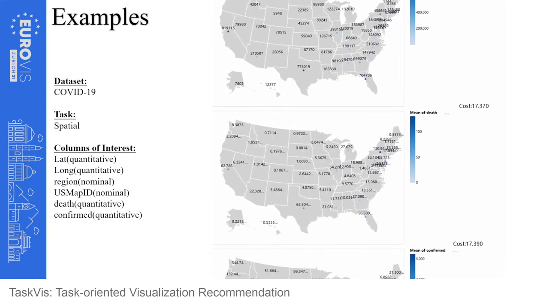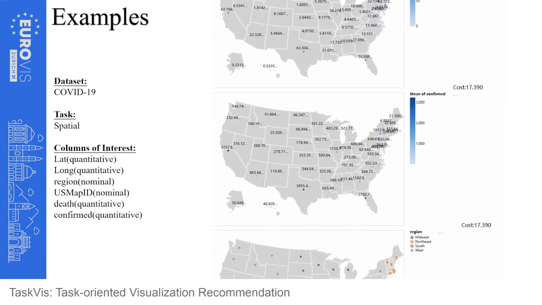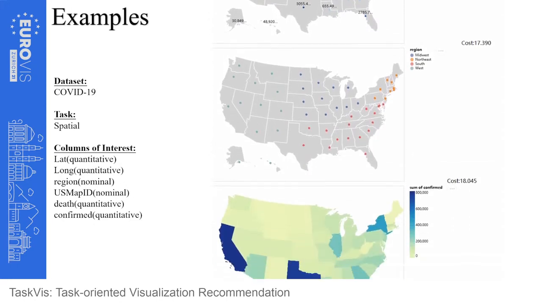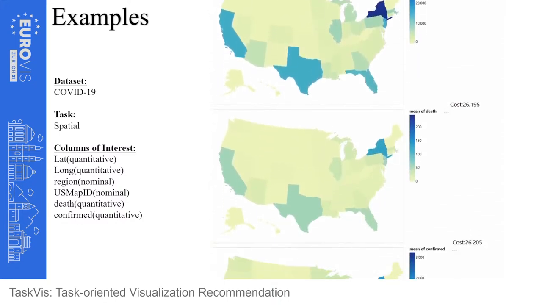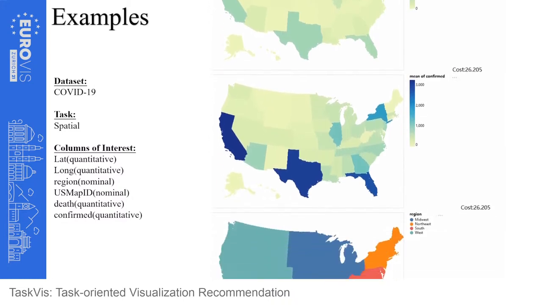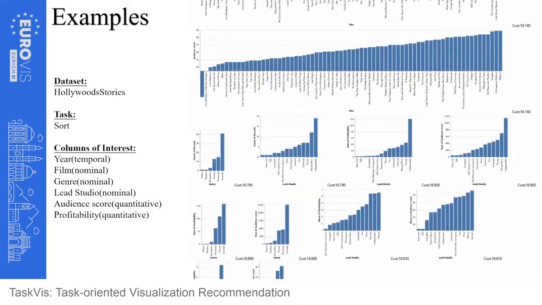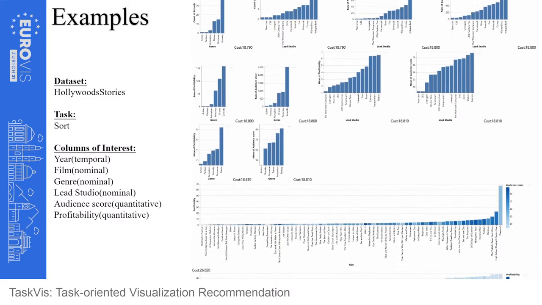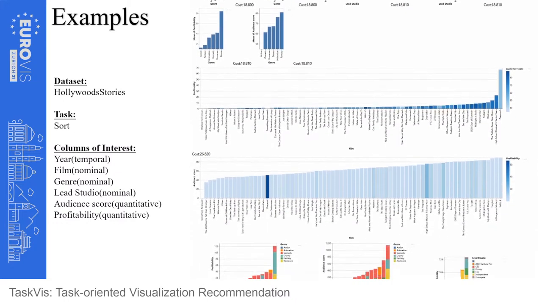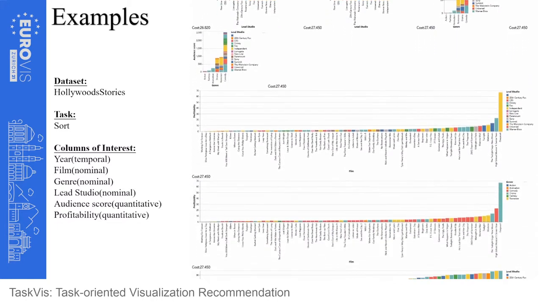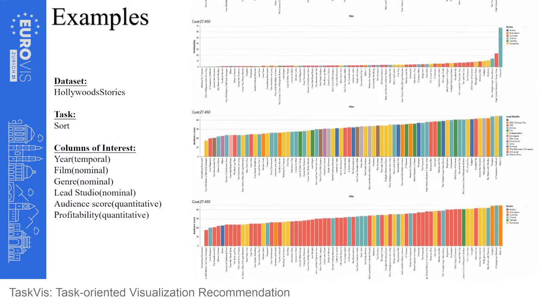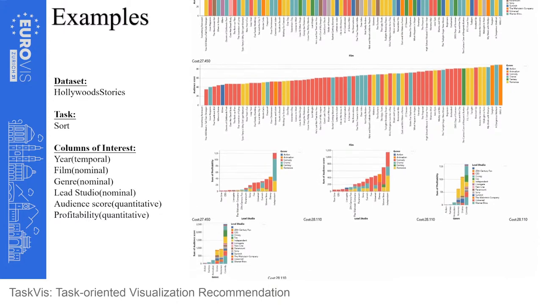This is an example of special task for COVID-19 dataset. The map labeled with text and color shows the geographical distribution of the confirmed and dead cases in the United States. This is an example of sort task for Hollywood stories dataset, using bar charts to sort Hollywood stories according to different indicators can help us find high quality stories.